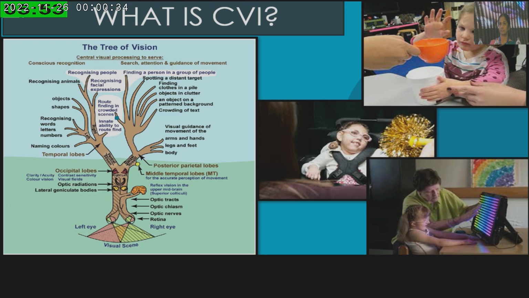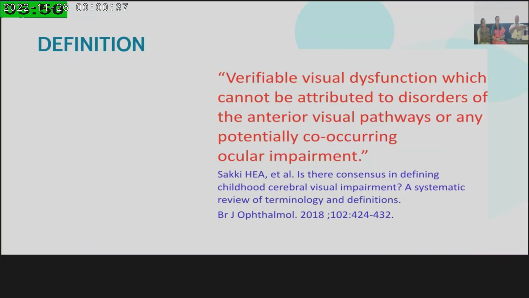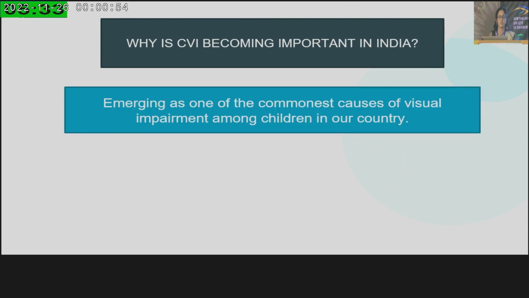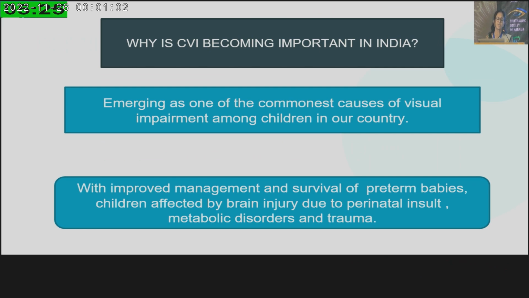And my topic is, what is CVI? By definition, it is the variable visual dysfunction which cannot be attributed to disorders of the anterior visual pathways or any potentially co-occurring ocular impairment. Why is CVI becoming important in India also? Because it is emerging as one of the commonest causes of visual impairment among children in our country, maybe because of increased improvement and survival of preterm babies, and children affected by brain injury due to perinatal insult, metabolic disorders and trauma.